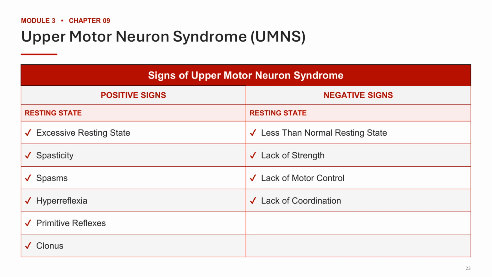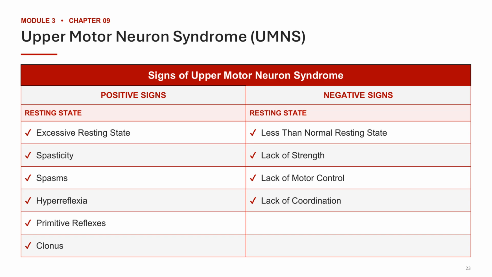This is a useful way to organize the upper motor neuron syndrome, and it comes to us from rehabilitation medicine. Divide the findings into positive and negative signs. Positive signs are things the nervous system is now doing that it should not. Excessive activity at rest, spasticity, spasms, hyperreflexia, primitive reflexes, clonus. Every one of these is a release phenomenon, behavior that was always within the spinal cord's repertoire, previously suppressed by descending control and now unmasked.